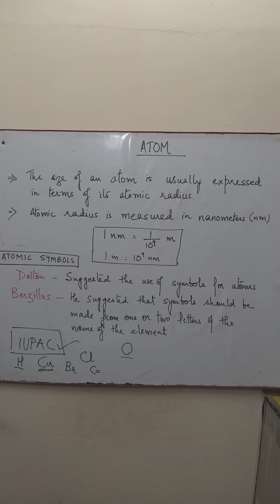There are various symbols for elements. Fluorine is F, gold is Au. Like that, we have various symbols given, and they are utilized for various types of chemical reactions, and if you want to refer to any of the elements.